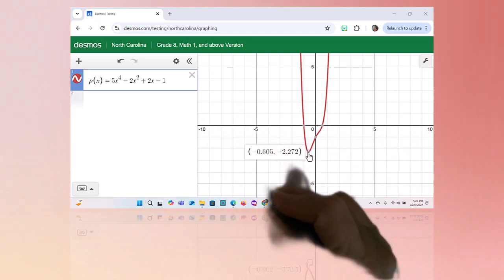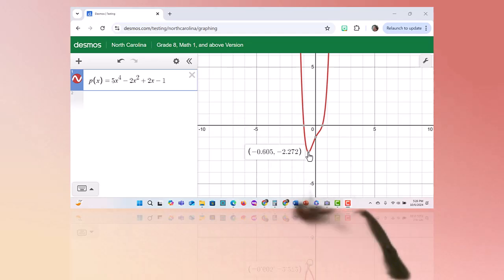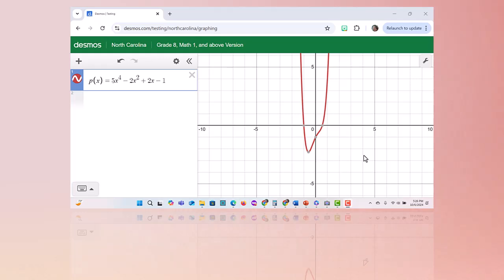Alright, the graph is increasing on the interval from negative 0.605 to infinity. So here I'm pointing at x is negative 0.605. Going to positive infinity would be going in this direction. So it says that the graph is increasing. So that's true, because it goes up from here. It just goes up. It doesn't ever drop down again. So that's a true statement.